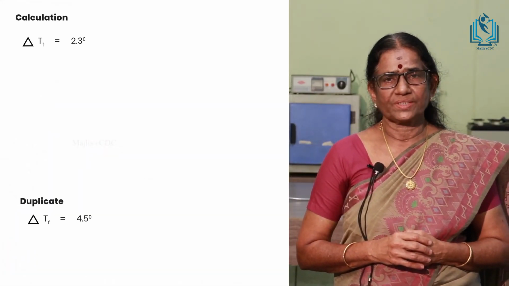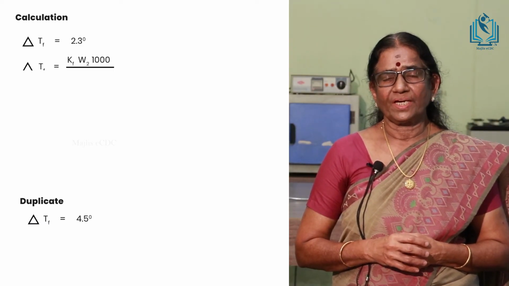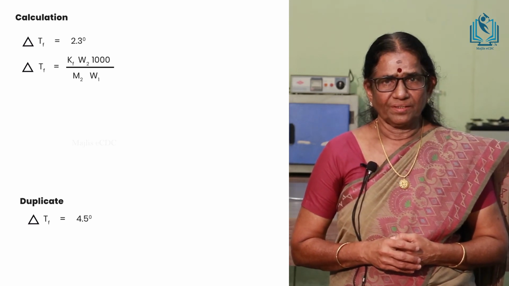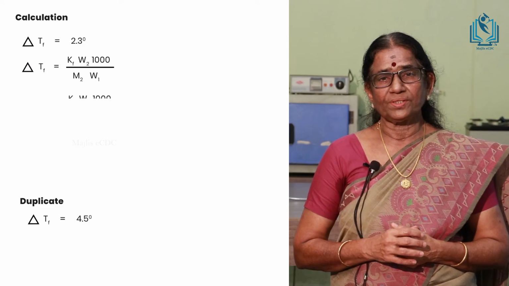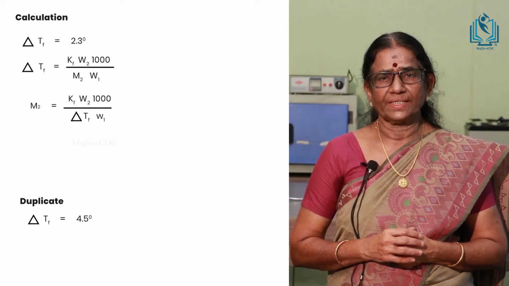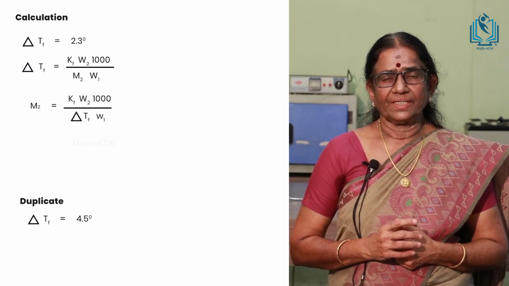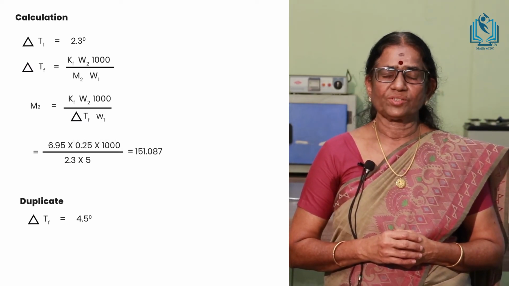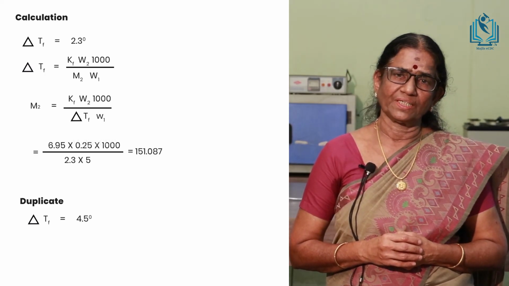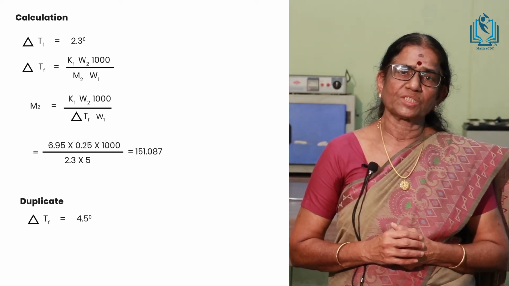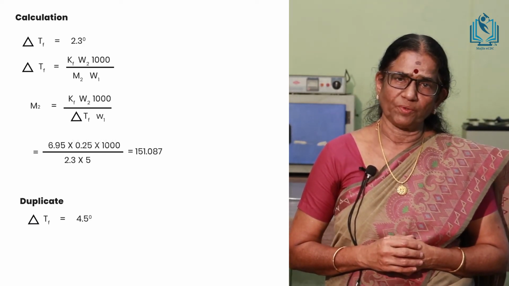Then from the delta TF value, you can calculate the molecular weight. You can use the equation delta TF is equal to Kf into W2 into 1000 by W1 into M2. Then M2 is equal to Kf into W2 into 1000 by delta TF into W1. Then substitute the values. Delta TF in this case it was 2.3. So, you can substitute 2.3 in place of delta TF. Then Kf is given here, in the question it will be given. Now, it is given as 6.95.